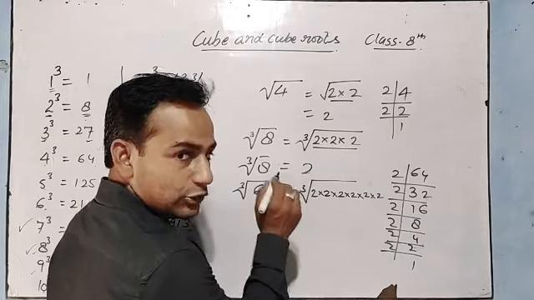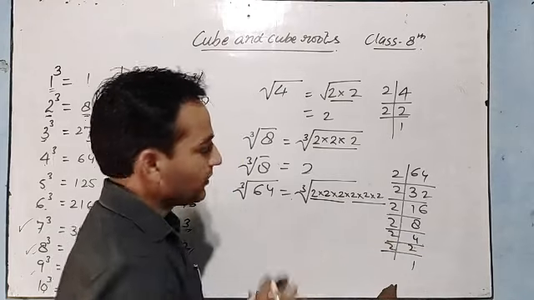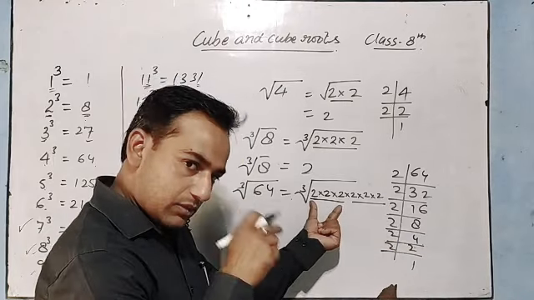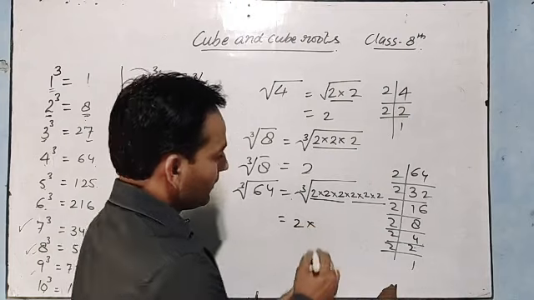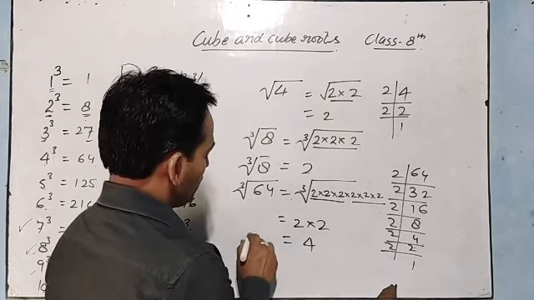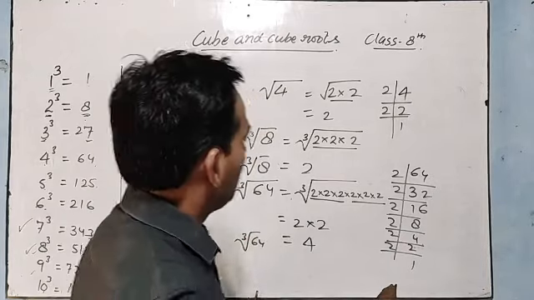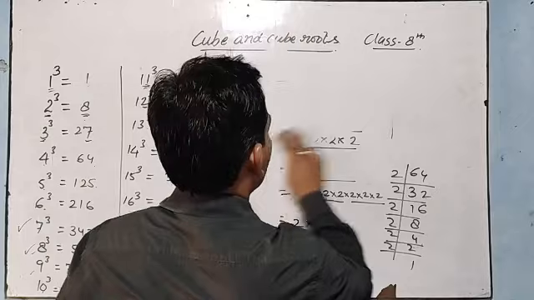Because we have to get the cube root, so 3 2s, 3 2s, a triplet we have to make. From this triplet one 2 will come out. From this triplet one 2 will come out. So the answer is 4. So the cube root of 64 is what? 4. Okay. Let us take some more examples.